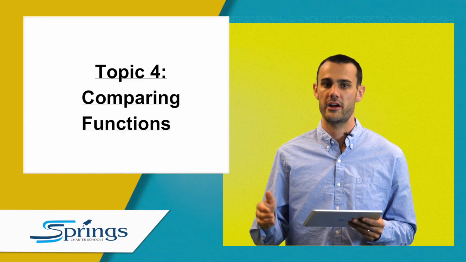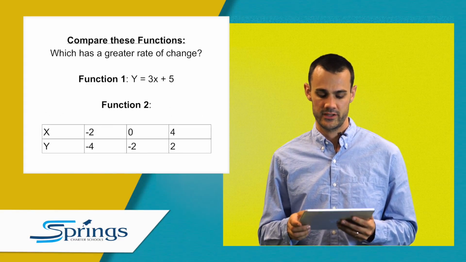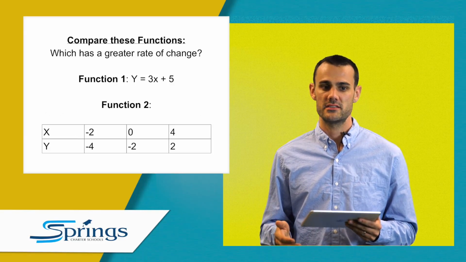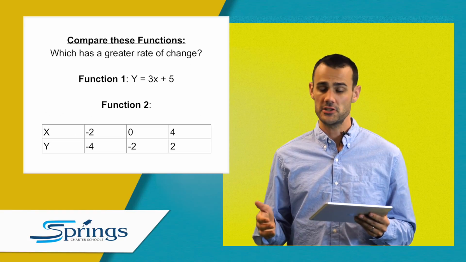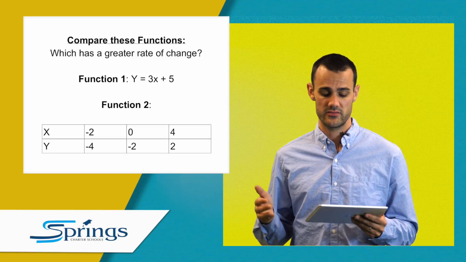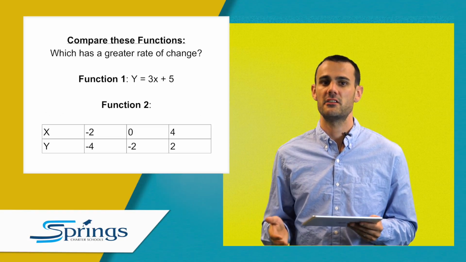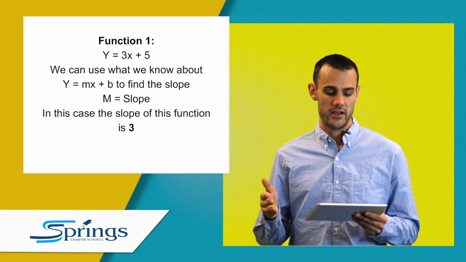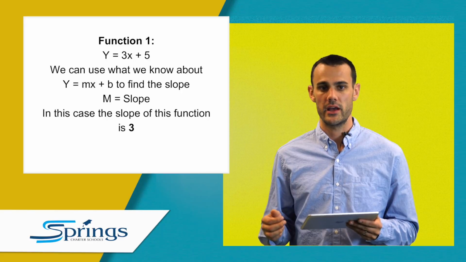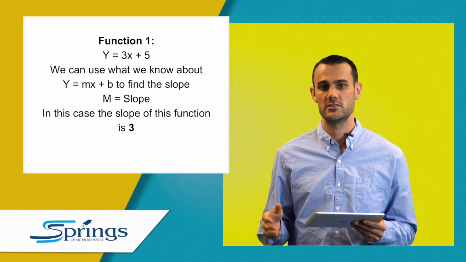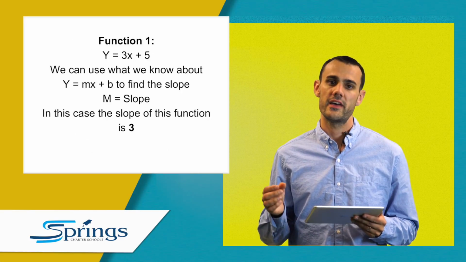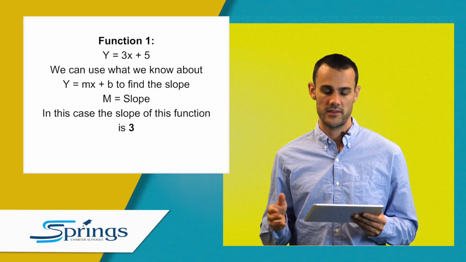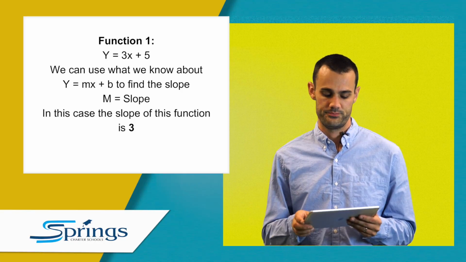Topic 4, comparing functions. We're going to look at comparing a set of functions here. And they're asking us which has a greater rate of change. Function 1 has y equals 3x plus 5. And function 2 is just listed in a function table. So function 1, we have y equals mx plus b format here, which is a nice, friendly, easy format to work with. So we know that the m value, or the number in front of the variable here, is always the slope. So in this case, it's +3.